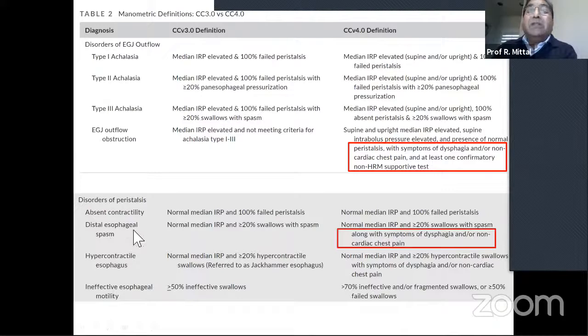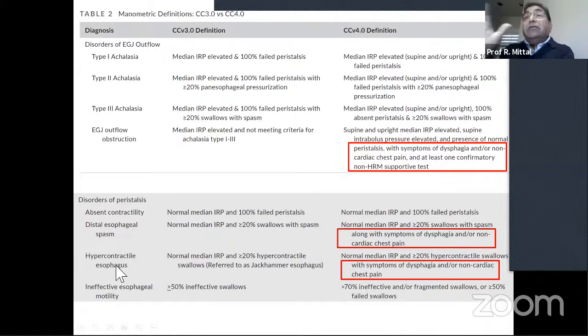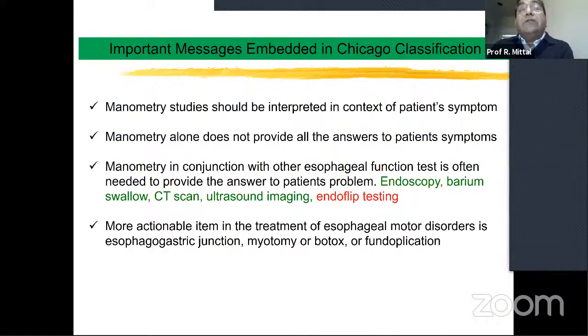So again, whether it's distal esophageal spasm is relevant or not, you've got to look at the patient's symptoms, symptoms of dysphagia, again for hypercontractile esophagus. So I cannot overemphasize going and talking to the patient. Manometry is great. It's beautiful color plots, it's high tech, and that's all good. And one of the things, if you read the paper, is that there are important messages embedded in the Chicago classification.